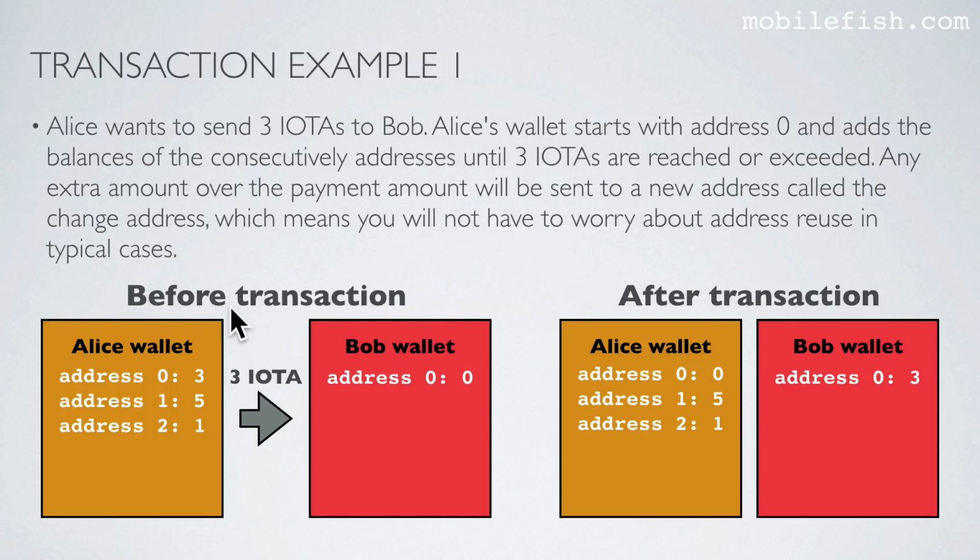This is Alice's wallet before the transaction. This is her initial situation. She wants to send 3 IOTAs to Bob. The wallet starts with address 0 and finds 3 IOTAs. This amount is enough to send to Bob. This is the situation after the transaction. The 3 IOTAs in address 0 are completely spent and sent to Bob's wallet. There are no unspent IOTAs left.